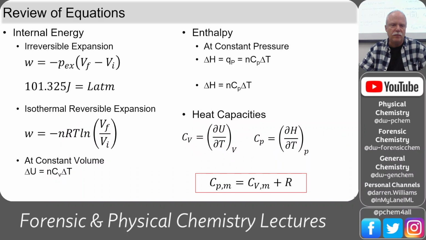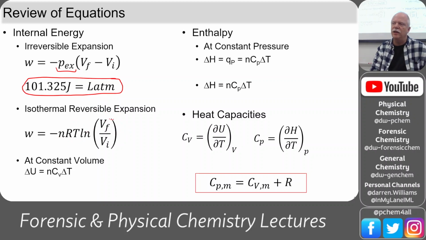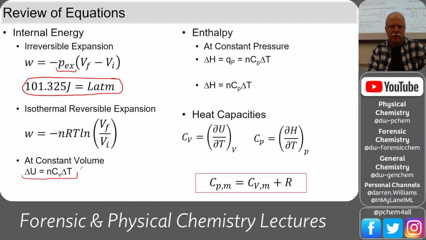Okay. So here's a review of the equations we've covered so far. We've talked about irreversible expansion, so expansion against a constant pressure. We did this one. We had that conversion from liter-atmospheres to joules, using the conversion from atmospheres to Pascals. We did isothermal reversible expansion, where we had that integration of dV. And then we also have this at constant volume: delta U is equal to n CV times delta T.